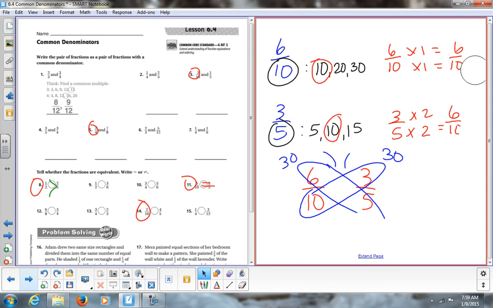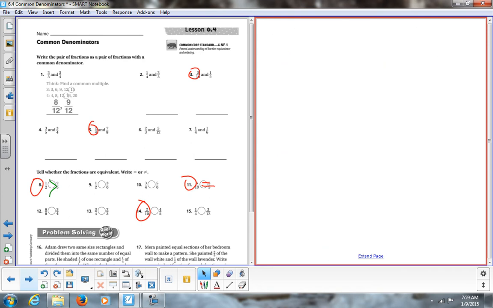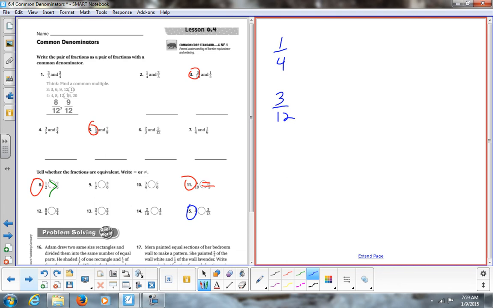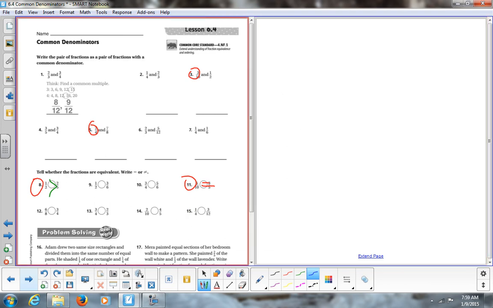Okay, last one. 2 tenths and 4/5. I want to do something different. I don't want to do tenths anymore, so we're going to do number 15. 1/4 and 3/12. I don't like that one either. Let's do 13. 3/4 and 2/3.